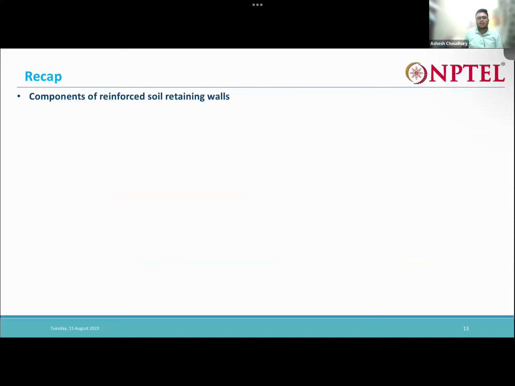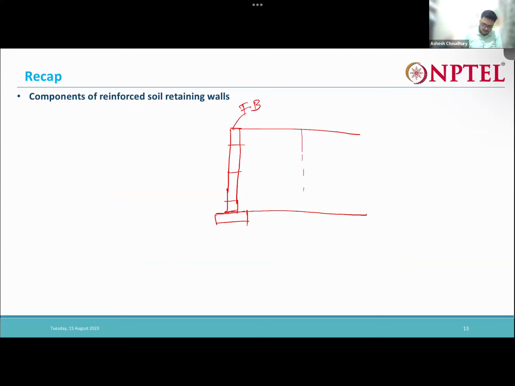Now, what are the basic components of the reinforced soil walls? So say this is the facing blocks, right? Then you have the soil. This soil is divided into two parts. This is the reinforced soil and this is the normal backfill soil. This is the reinforcement that you are using. So these are the reinforcement.